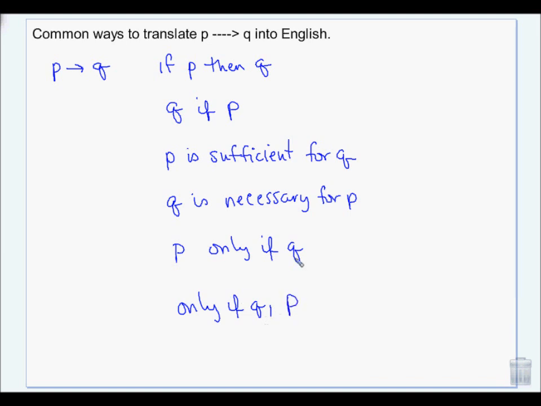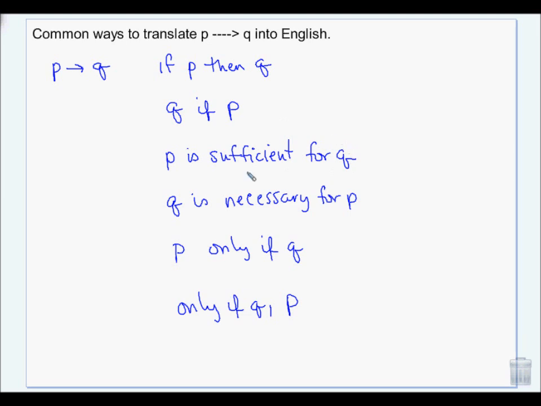Now I'm going to take that father male statement and say how you would say these, but you don't have to write them all down. Okay, if P then Q: if a person is a father, then the person is male. Q if P: a person is male if that person is a father. P is sufficient for Q. Being a father is sufficient for being a male.